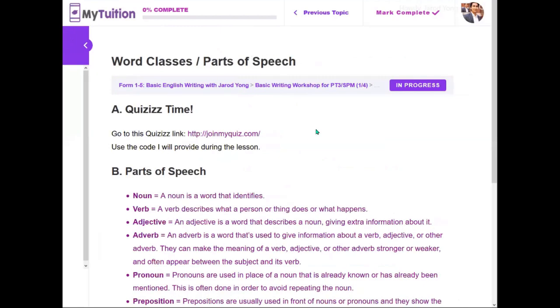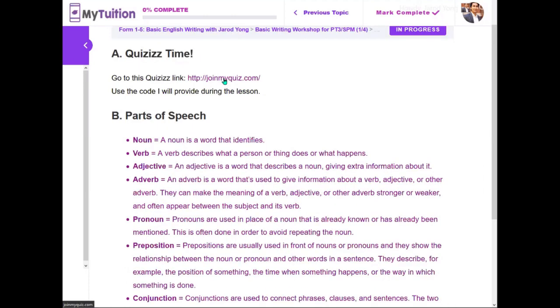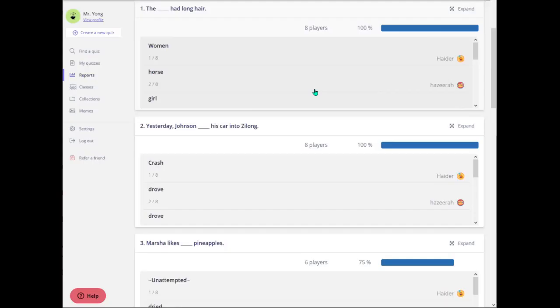We are going to talk about word classes, parts of speech. In this page here, you will see the parts of speech listed. And I'm not sure if I want to go through each one of them for you, because it seems that your English is pretty good. Go to this link, joinmyquiz.com, and use the code that I'm going to share with you to respond to a quiz. Can somebody write in the group chat what part of speech this is?